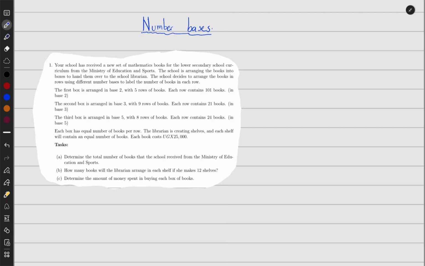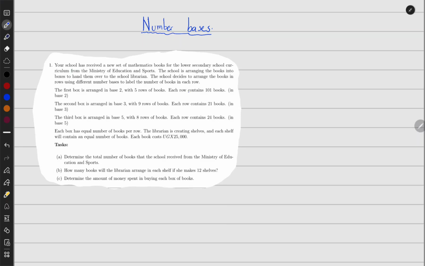Okay, so our number 1 says that your school has received a number of mathematics books. As you can read through the question, it is there below. So our task is that. So how do we solve this question? You begin by reading through.